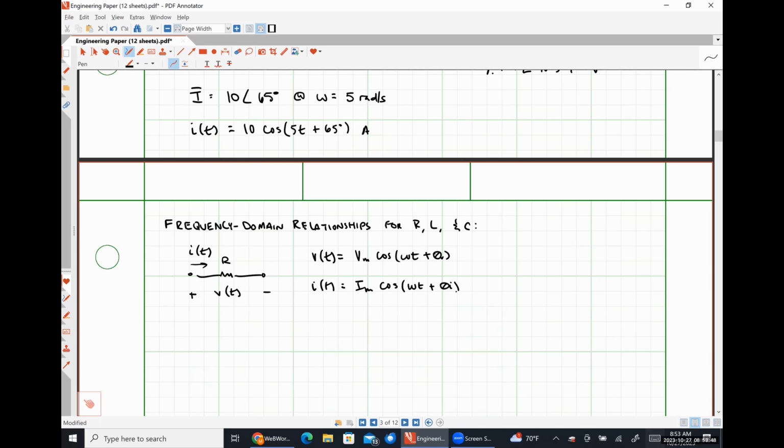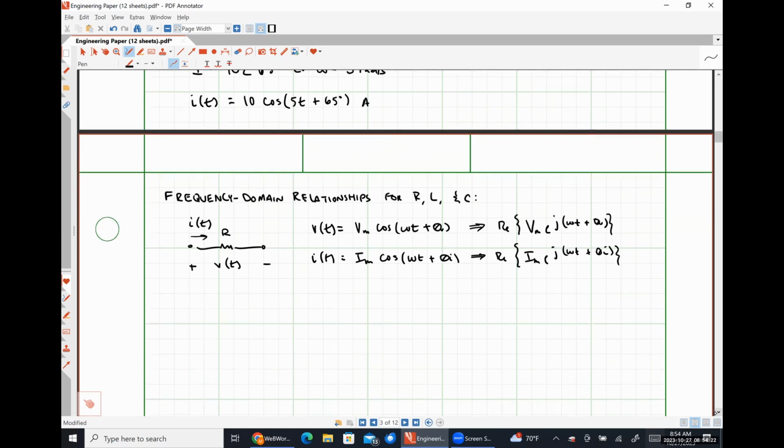If I want to figure out what my frequency domain relationships are, I'm going to actually use my mixed domain signals. So recognize that these are the real parts of Vm e to the j omega t plus theta v. And our current is the real part of Im e to the j omega t plus theta I.